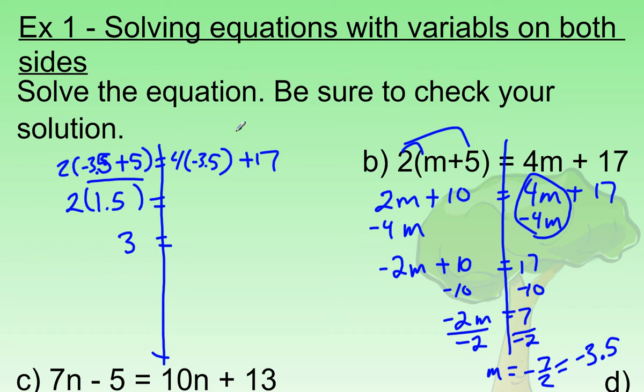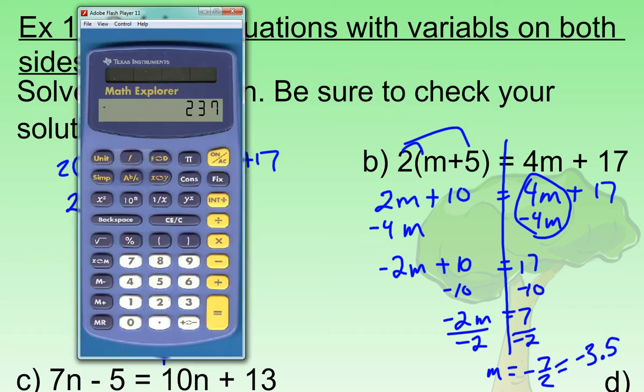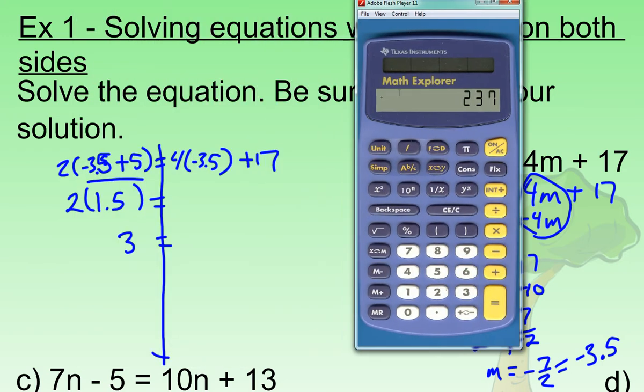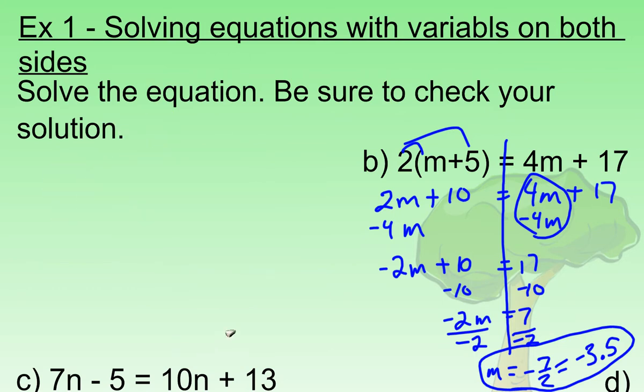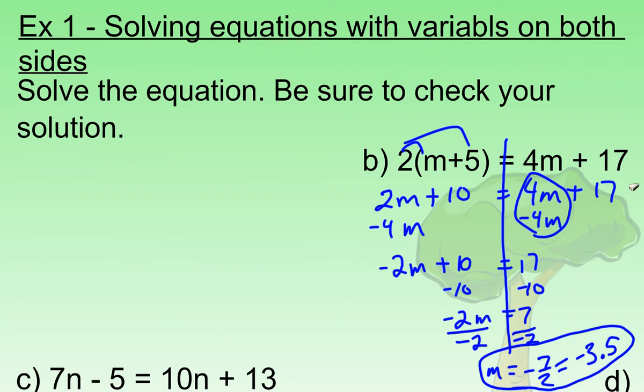Hopefully, this side is the same. 4 times negative 3.5 is going to be negative 14, I believe. 4 times 3.5 negative equals, there it is, negative 14. And then if you add 17 to that, you get the answer of 3. So the two sides are the same, which means, yep, that is the correct answer. So we solved the equation, we checked our solution, that's it.